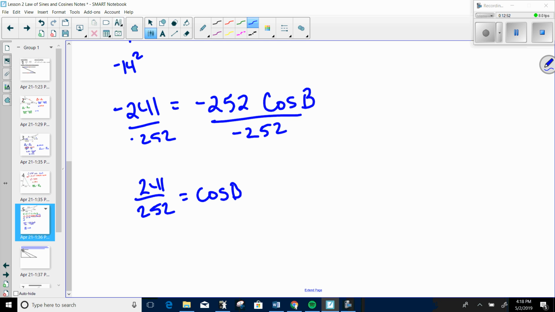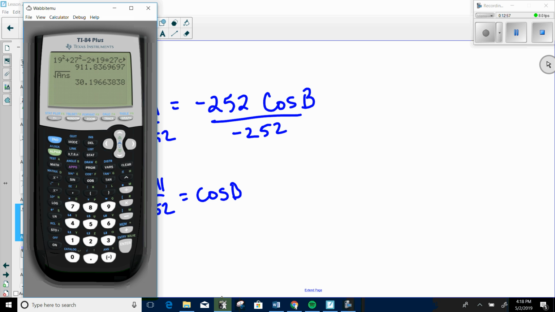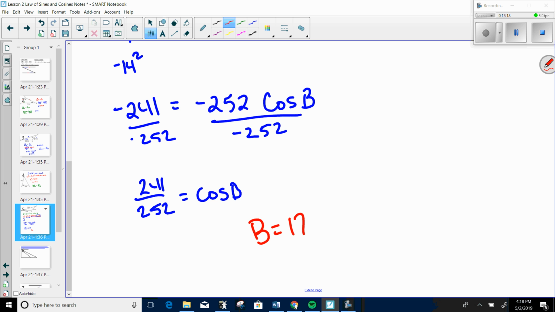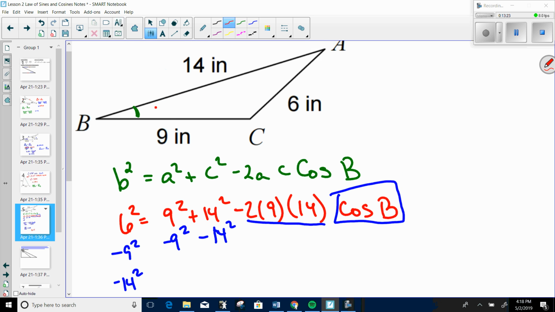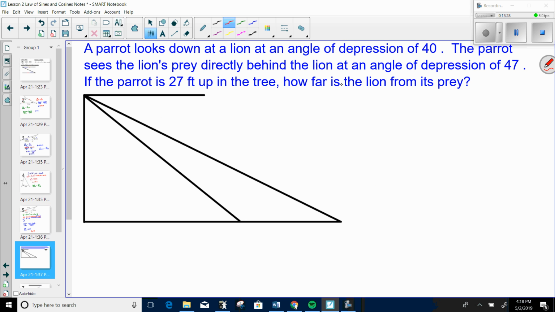Then what you have to do is do inverses. So with the calculator, you go second cosine 241 divided by 252. Close that, hit enter, and I get an angle of 16.99 or 17. So B equals 17. And once you've done law of cosines once, and we know that angle is 17, now we can do law of sines, and I'll let you go back and refer to how that is.